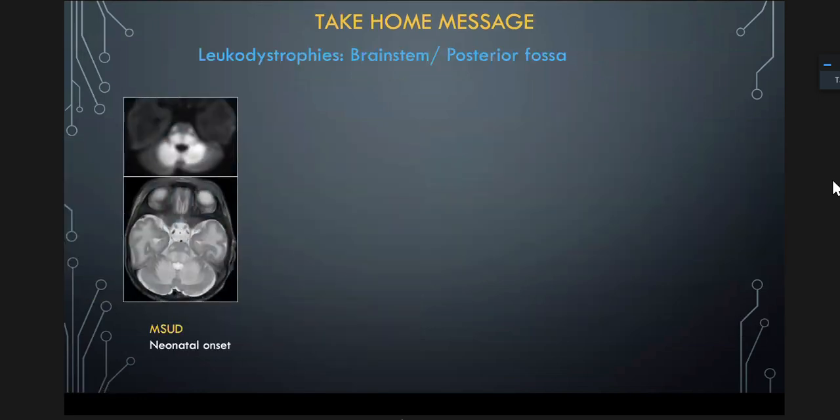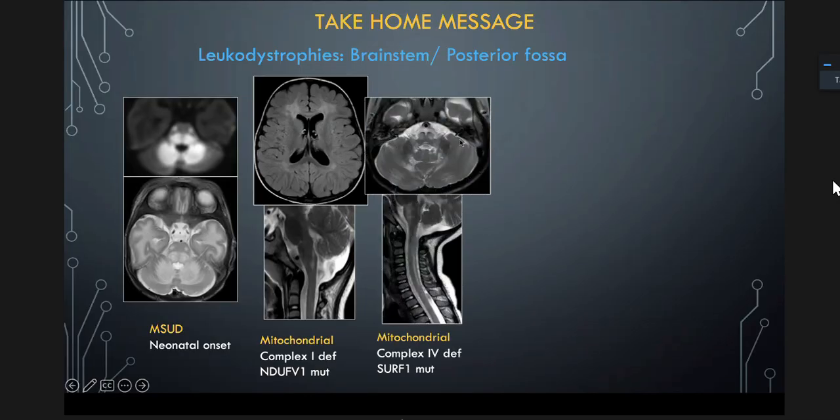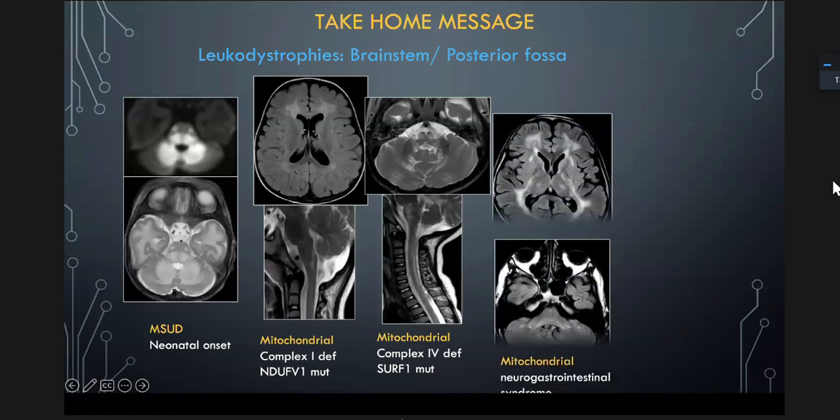Posterior fossa and brainstem involvement, we saw MSUD, which is neonatal onset, and there is this intense restricted diffusion or intramyelinic edema. Also, there will be vasogenic edema in the rest of the brain parenchyma. We saw a lot of mitochondrial inborn errors of metabolism, which will involve the brainstem and the posterior fossa. Like here we have complex 1, here we have complex 4 or SURF1 mutation, which also involves the dorsal columns in the spinal cord.